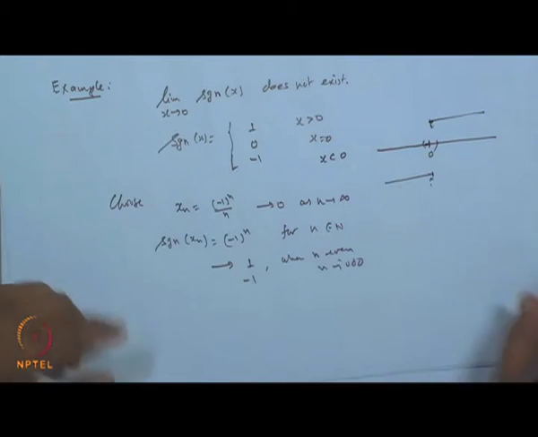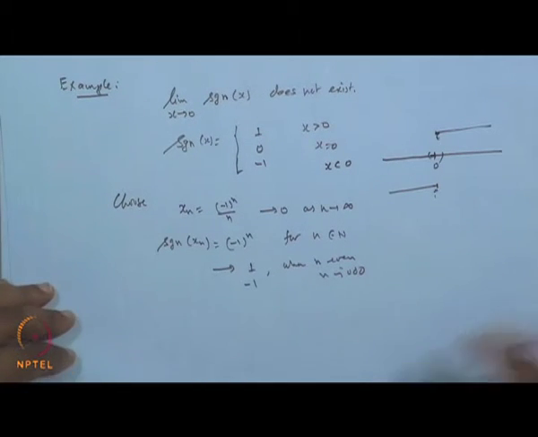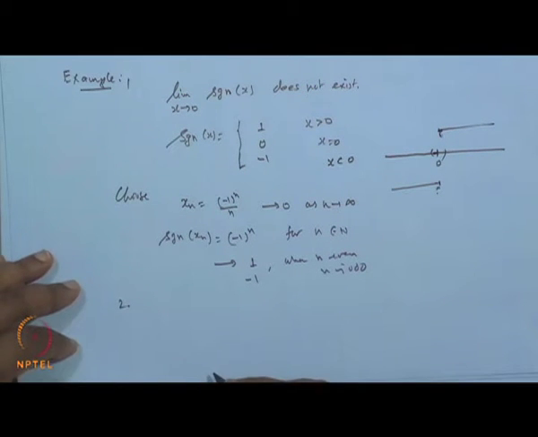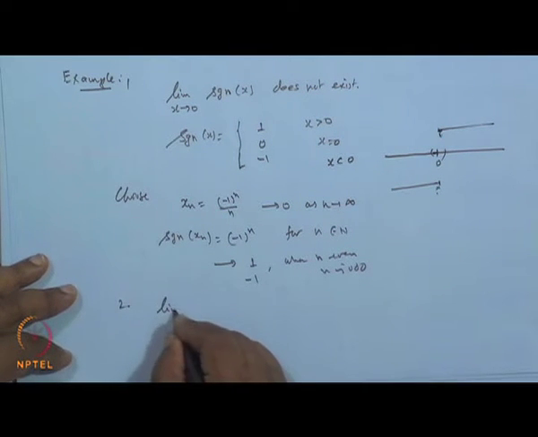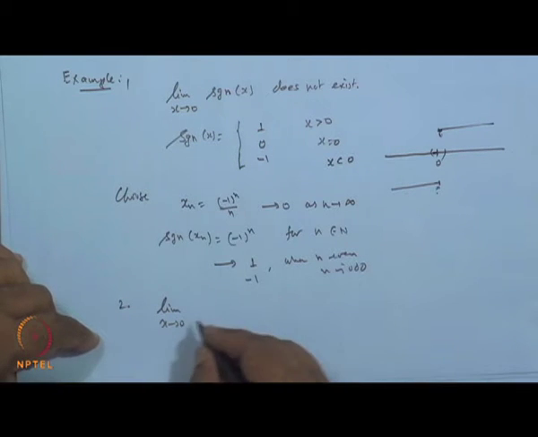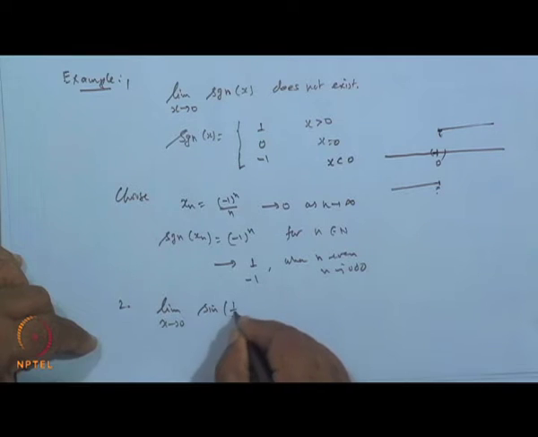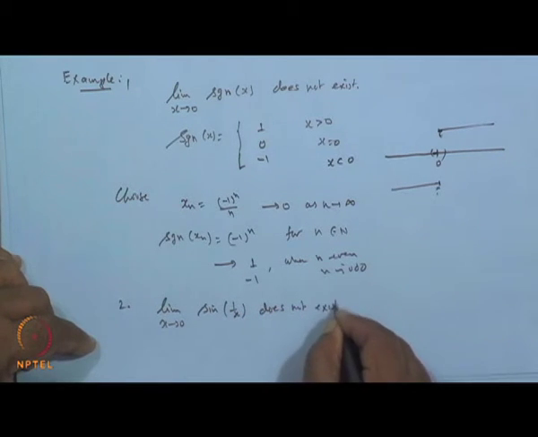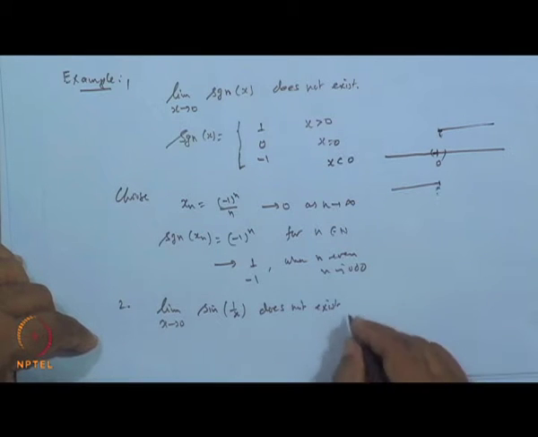Okay. So, this limit does not exist. Similarly, as another example, suppose I take the limit as x tends to 0 of sin of 1 by x. It does not exist in R.